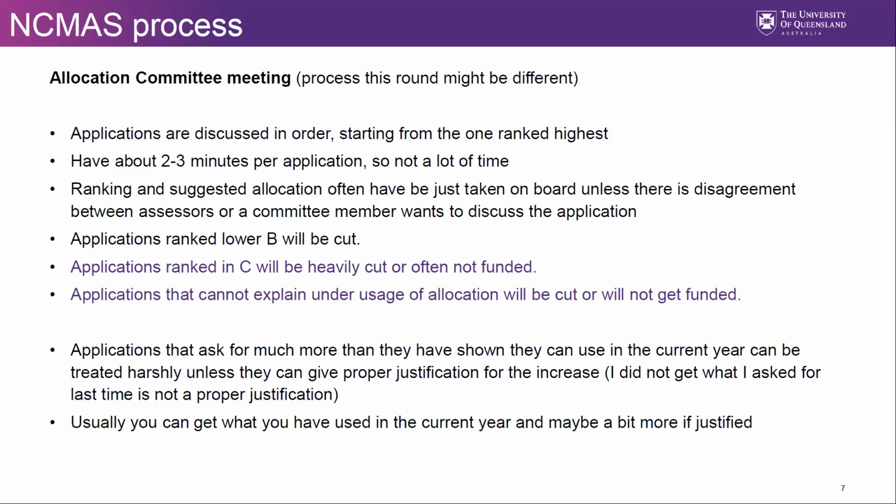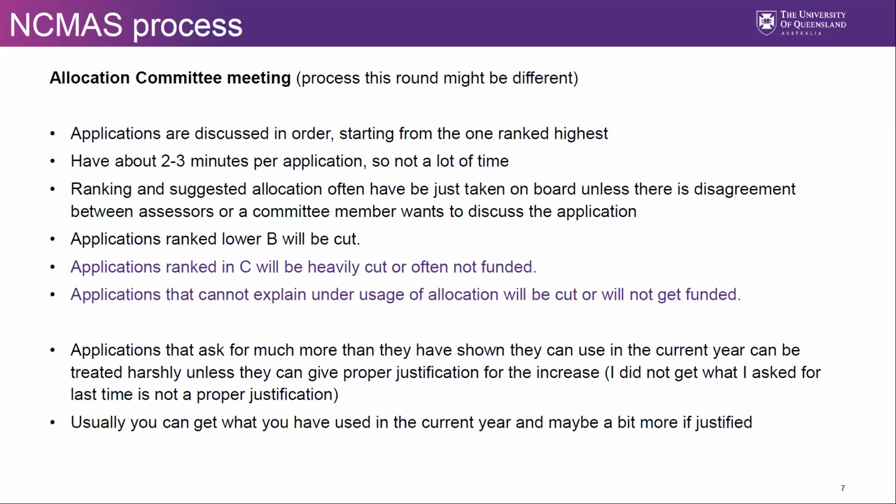Like with ARC as well, the top few might just get what they're asking for. Once you get into the lower ranks, the cutting will start, and the lower down you get, the worse it's going to get. Applications ranked in C that are discussed for funding, most of them will be heavily cut or only get the minimum allocation, or they're not funded at all. And that happens rather often. In a lot of cases, it's the feasibility that's pushing an application from a B rank into a C rank.